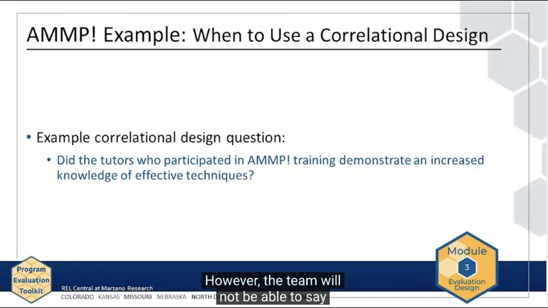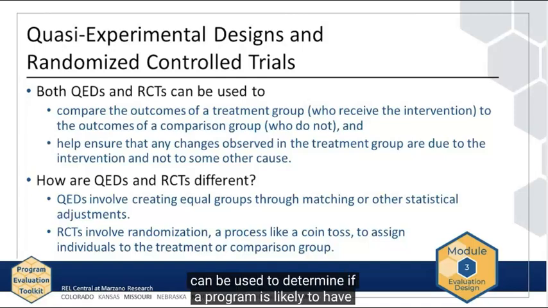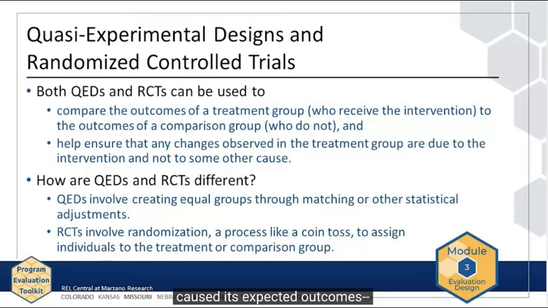However, the team will not be able to say that the training caused increased tutor knowledge. A common mistake is using descriptive or correlational designs to say, this intervention caused this to change. Now let's turn to two evaluation designs that can be used to determine if a program is likely to have caused its expected outcomes.